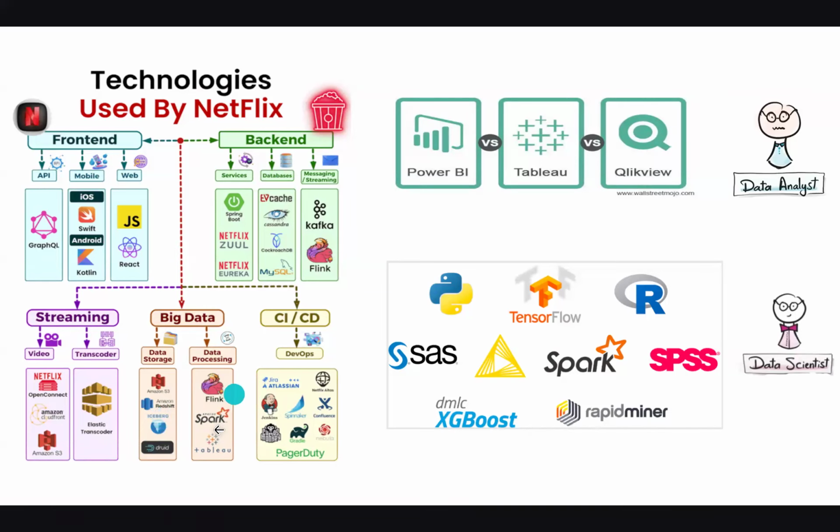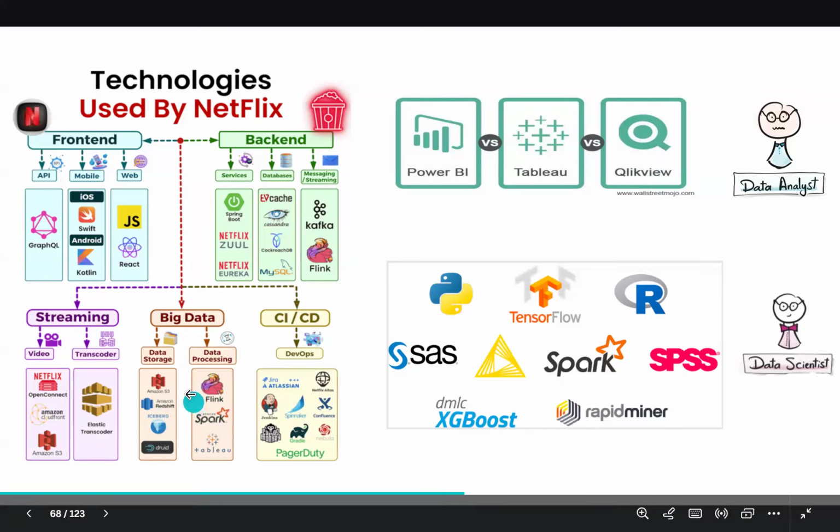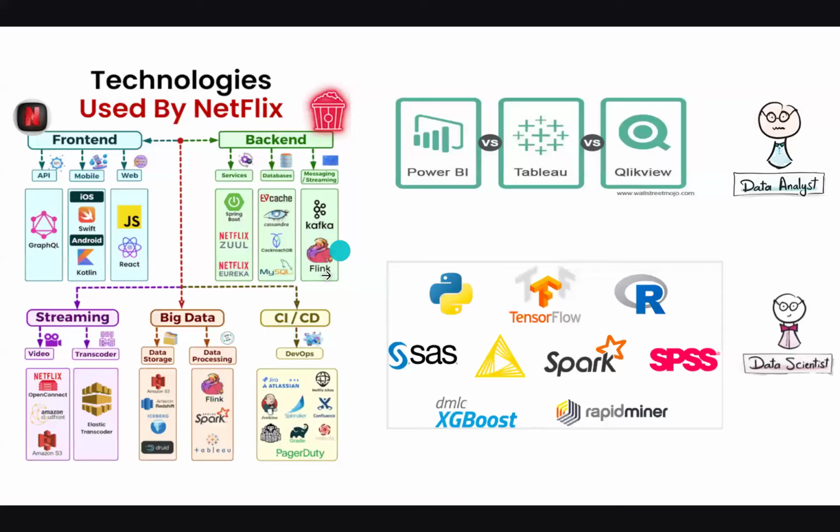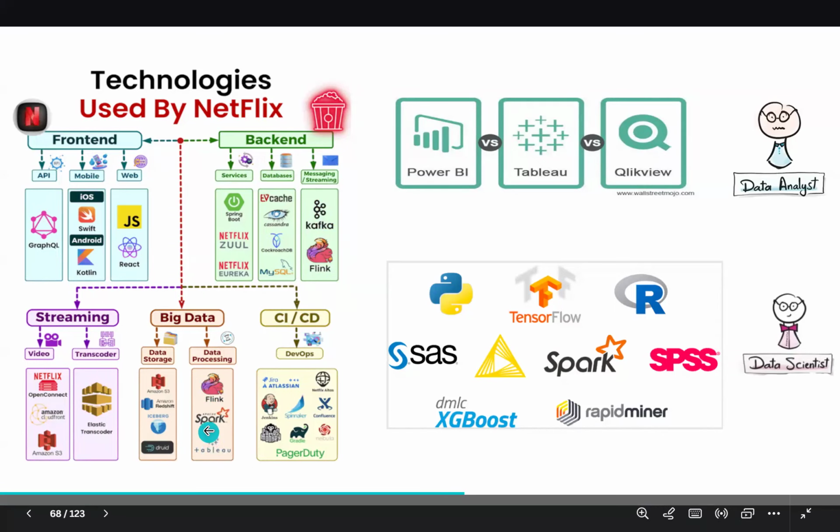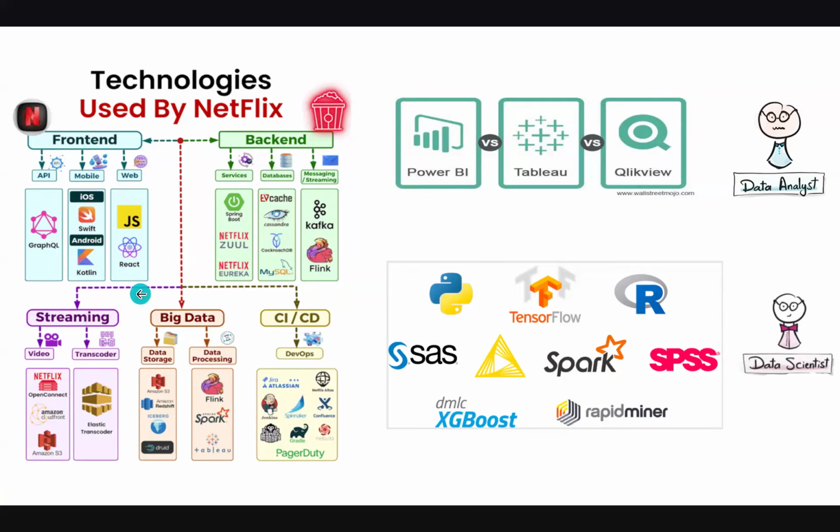Okay, for batch data, they are using Spark. For streaming data, they are using Kafka and Flink. Mostly for videos, they are using Flink. For reporting, they are using Tableau. Clear? This is the Netflix architecture.